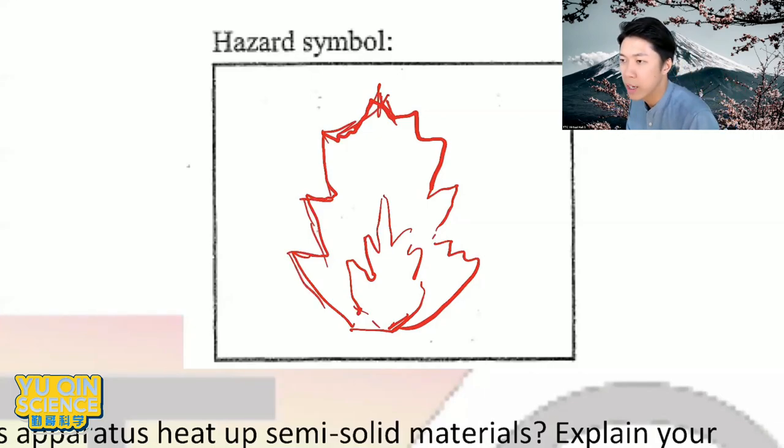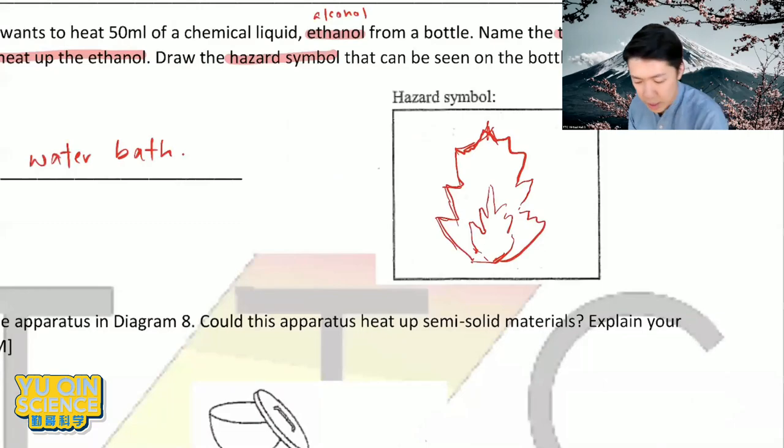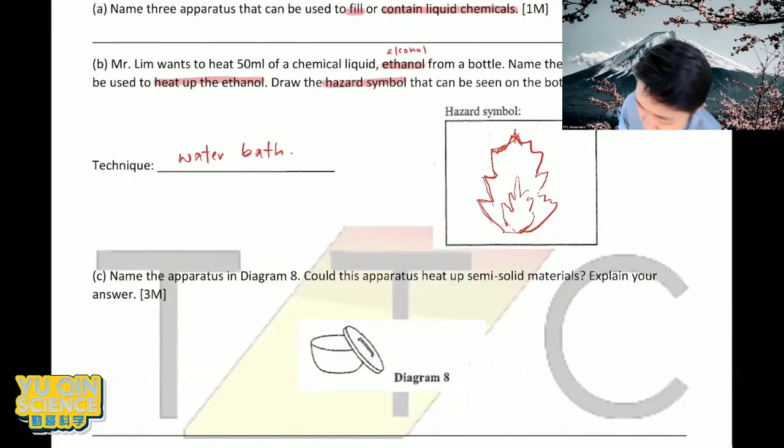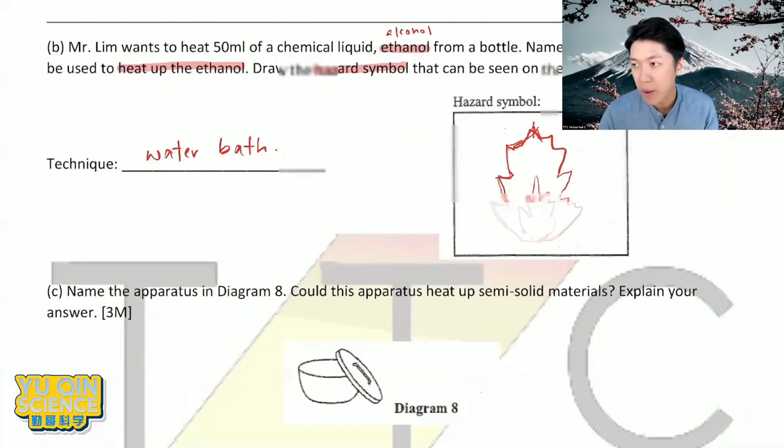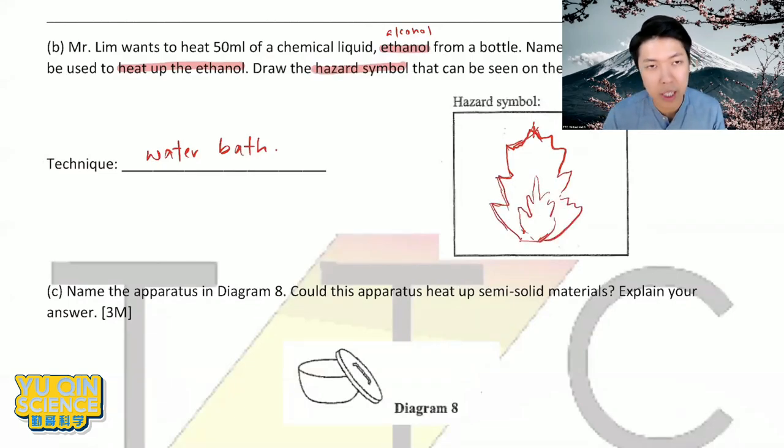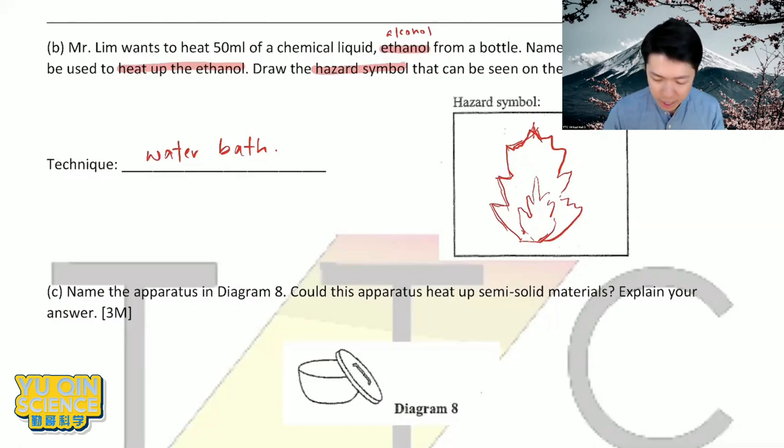Something like that. Okay. I think it looks like a fire. Okay, acceptable. All good. Roughly. You can look at the short notes. You have the symbol of the fire. Okay, steady. We go to the next question. All right.